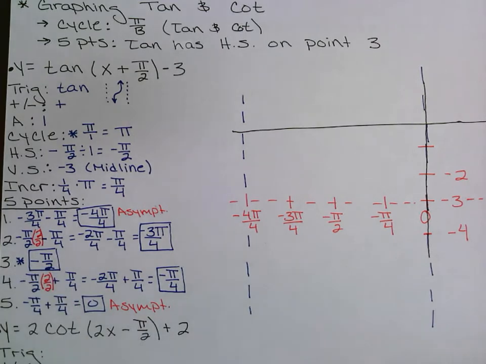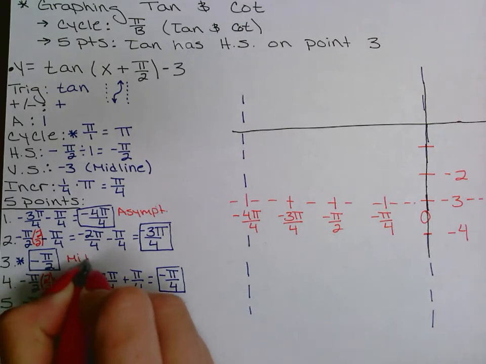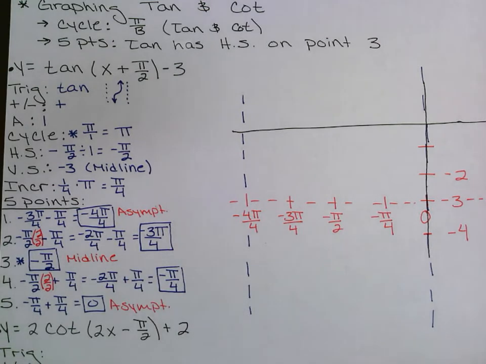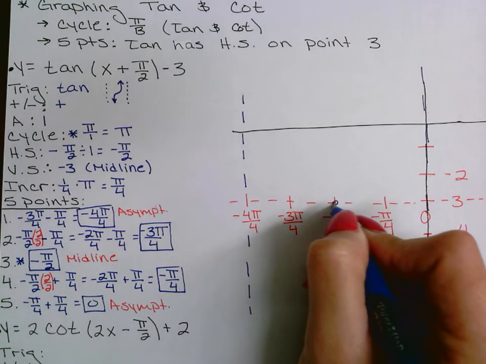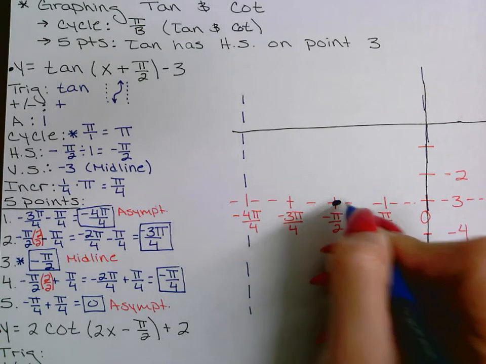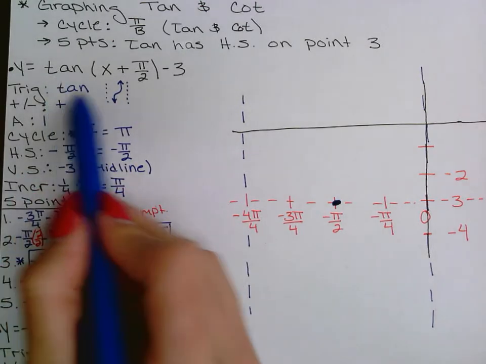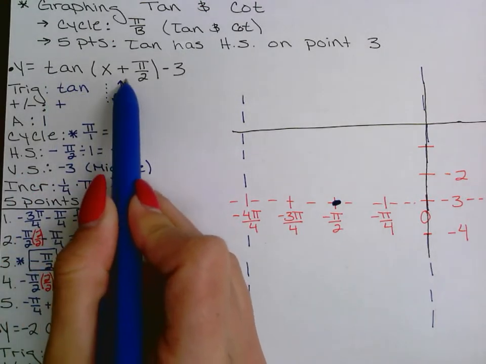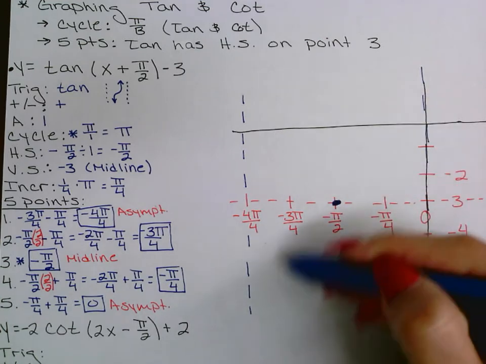Now the middle point, the third point, is where I hit my midline. Okay? So my midline's at negative 3. My middle point is negative pi over 2. Okay? And now this one, because it's a positive tangent, is going to look like an x cubed graph. That means this needs to travel up on the right and down on the left.